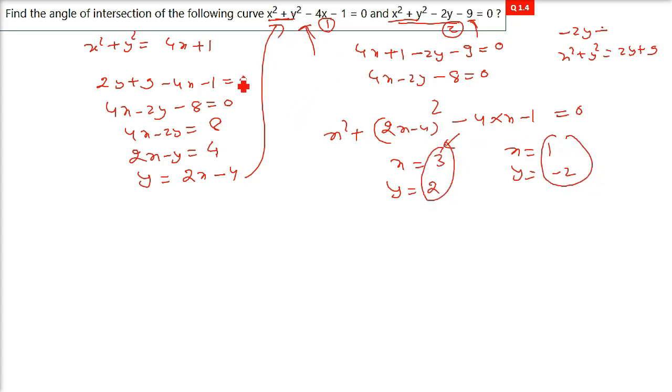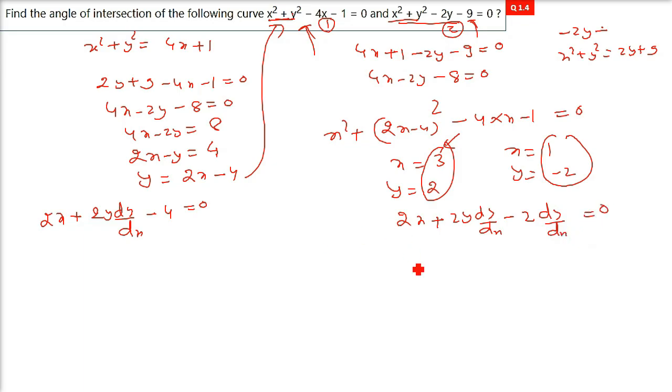So first equation, second equation, we have to differentiate. I'm differentiating in order to find dy by dx, because we got the points, we need dy by dx. So 2x plus 2y dy by dx minus 4 equals 0. The second equation differentiation will be 2x plus 2y dy by dx minus 2 dy by dx is equal to 0. Now in both the cases, we have to find dy by dx, which is essentially the slope, right? So I'm just rearranging it to get dy by dx.